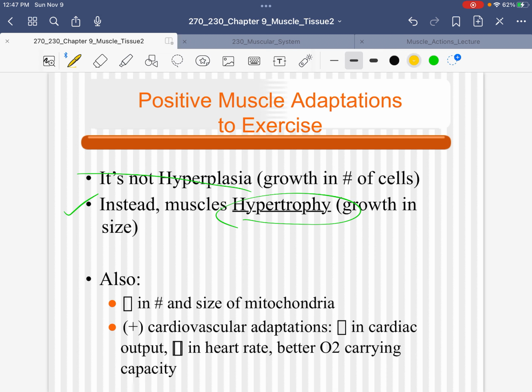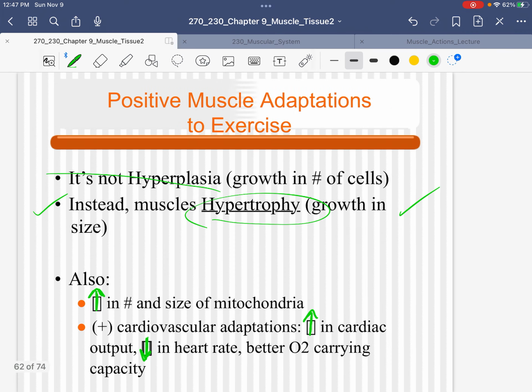Other benefits of training, we actually increase the number of mitochondria. So we can lay down more mitochondria within the muscle cells we already have. We can pump more blood out. We can have a lower heart rate and pump out the same or more volume of blood. And we can transport oxygen better. I just want you to know hypertrophy.